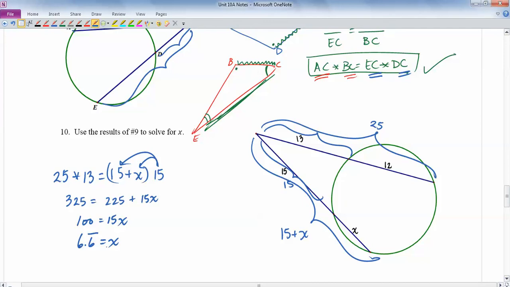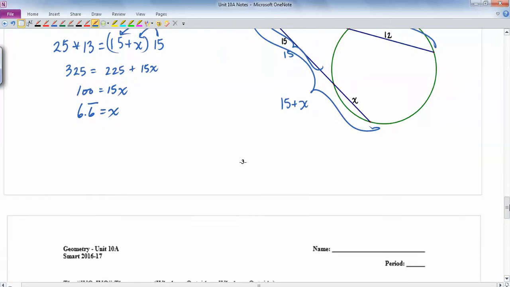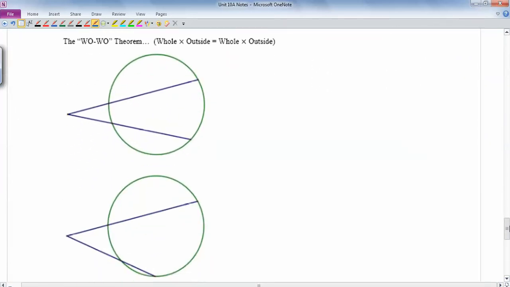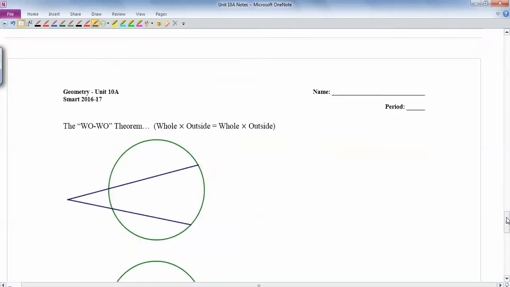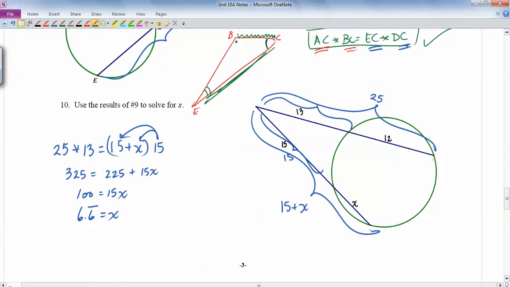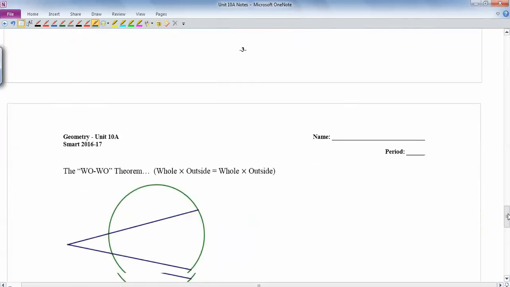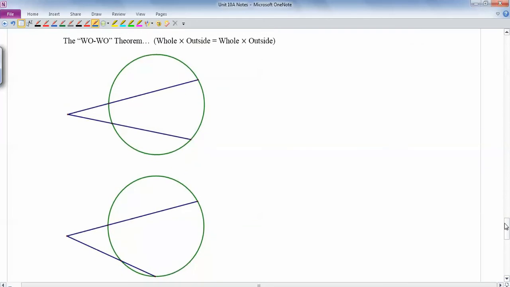So that's actually the last major idea in the unit. If we look down a little bit below here, there's a trick that students have come up with in the past to remember that idea. Now up here again, what we did was we took the whole segment times just the outer part, the part outside the circle, and then did the whole segment times the outer part. So students several years ago came up with, they called it the Wo-Wo theorem, because it was the whole times the outside part equaled the whole times the outside part.